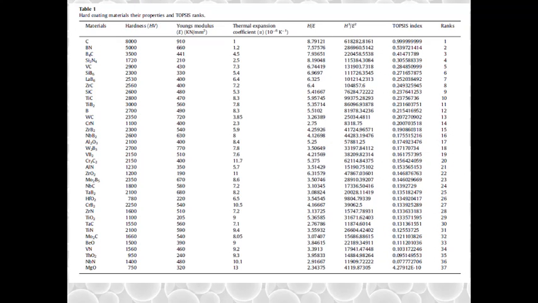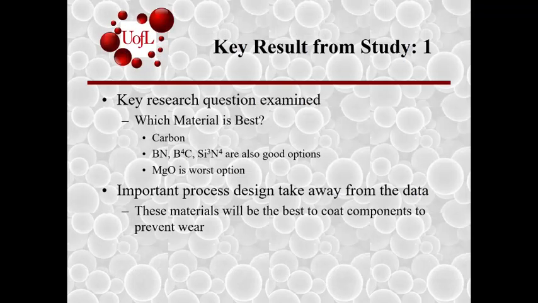So this is the chart of the results based mostly on the Topsis index, and we'll get into that when we talk about key result 1, which is which material is best. From the chart you can see carbon was best, followed by boron nitride, boron carbide, and silicon nitride. Those are all close to optimal. Obviously magnesium oxide was the worst option, and the takeaway is that this is the ranking of materials, showing the best and the worst components for anti-wear.